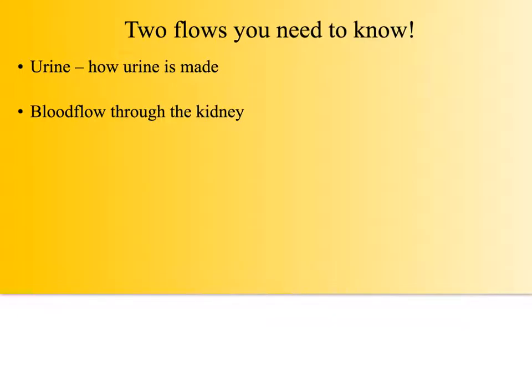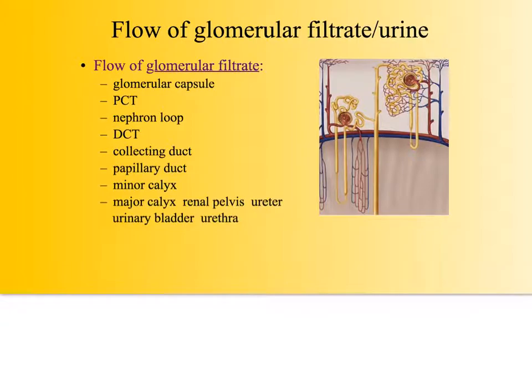Okay, so now there's two flows that we're going to talk about. You need to know how urine's made, and then we have to know the blood flow. And you're going to work on these in lab too. Okay, so the flow of the glomerular filtrate. We're going to start at the glomerular capsule, then go through the proximal convoluted tubule. Then we'll go through the nephron loop, the two parts, the descending first, and then the ascending. Then we go to the DCT.